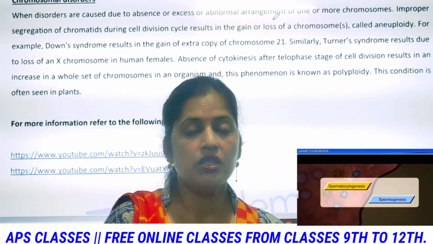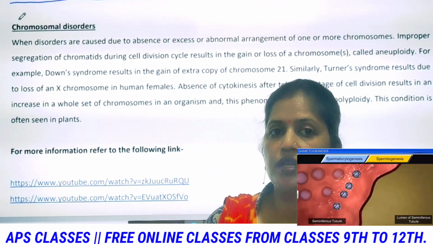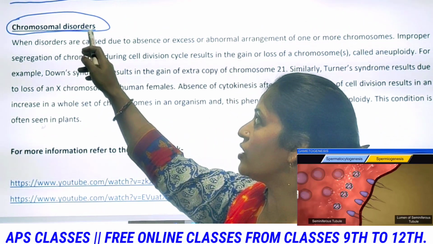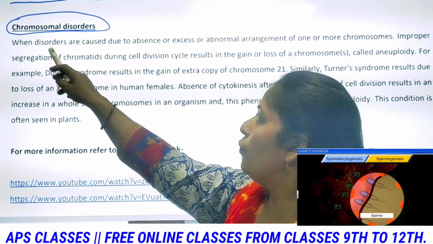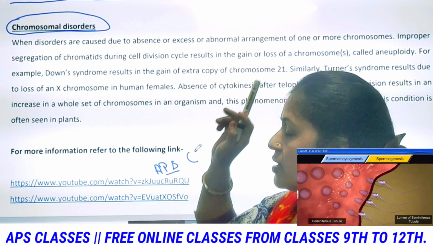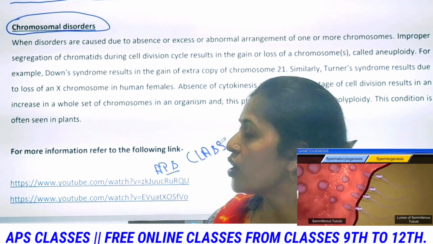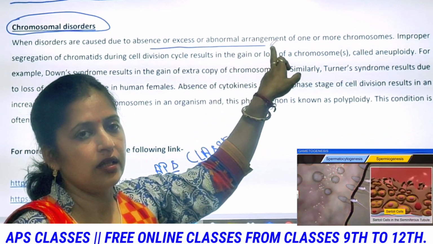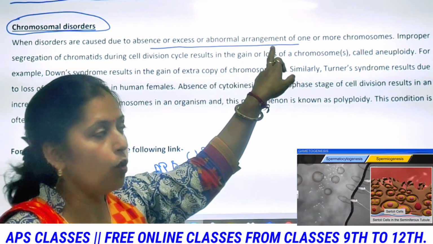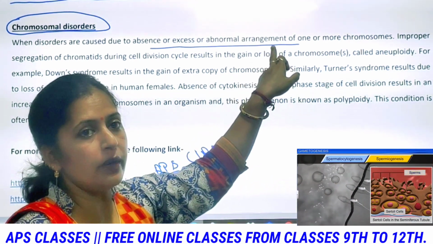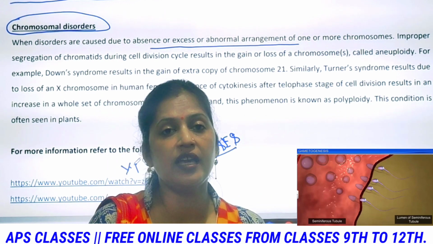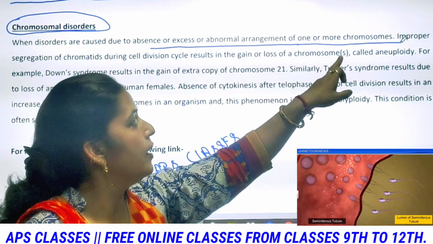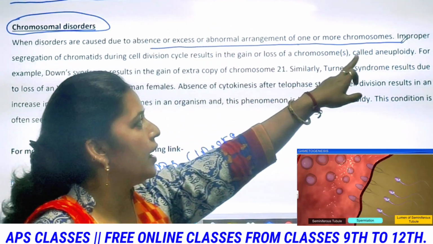Next important genetic disorder: first is the pedigree analysis, second is the Mendelian disorder, and after that the next important genetic disorder is the chromosomal disorders. When disorders are caused due to absence or excess, or abnormal arrangement, of one or more chromosomes, that is called a chromosomal disorder.